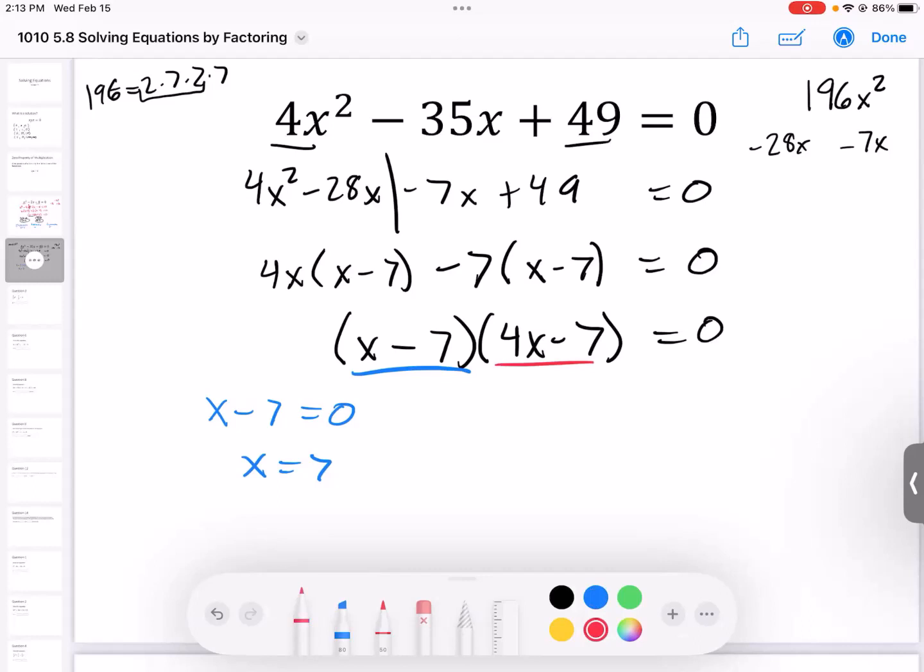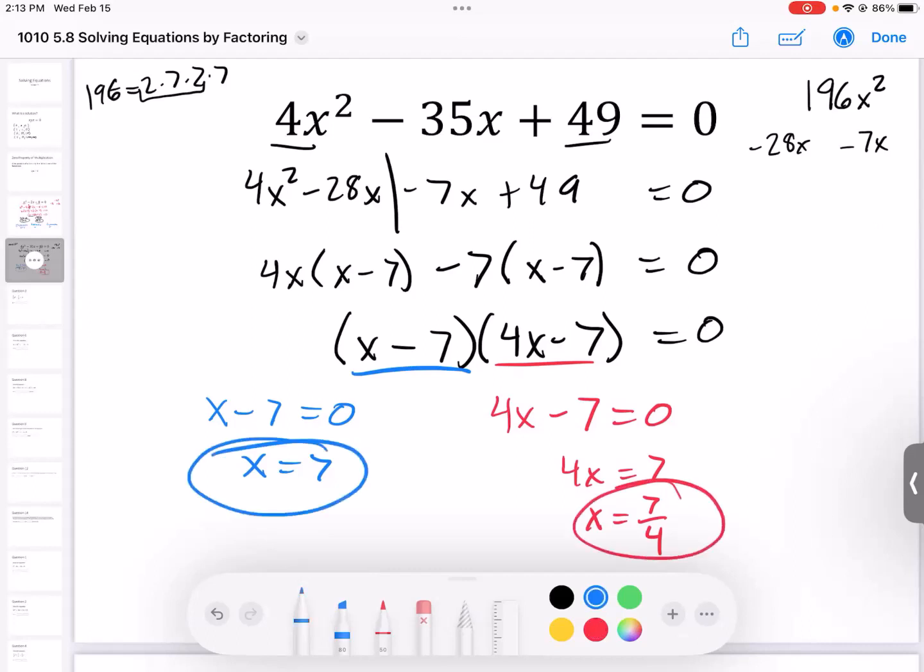Then I do the same thing with this one. What if this is the factor that's 0? So I'd say 4x minus 7 equals 0. If I add 7 to both sides, I get 4x equals 7. Divide by 4 and you get 7/4. On this one, if I plugged 7/4 back in, 7/4 minus 7 would give you some negative number. But when I put in 7/4 here, 4 times 7/4 will be 7. 7 minus 7 is 0. So whatever that is, multiplied by 0 will equal 0. And so this is a solution, and this is a solution.